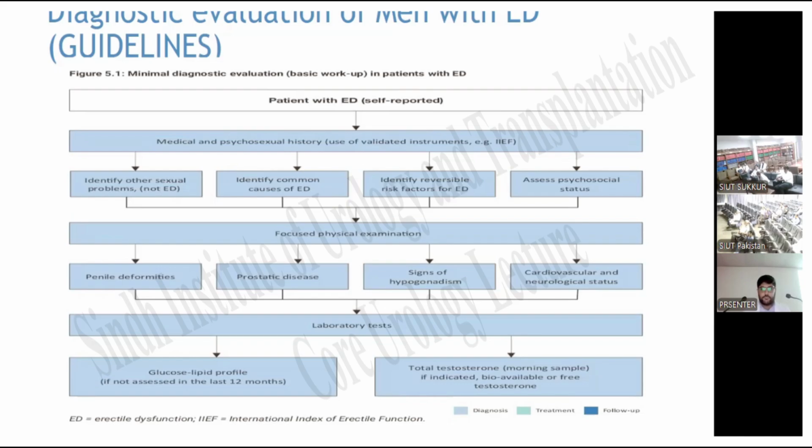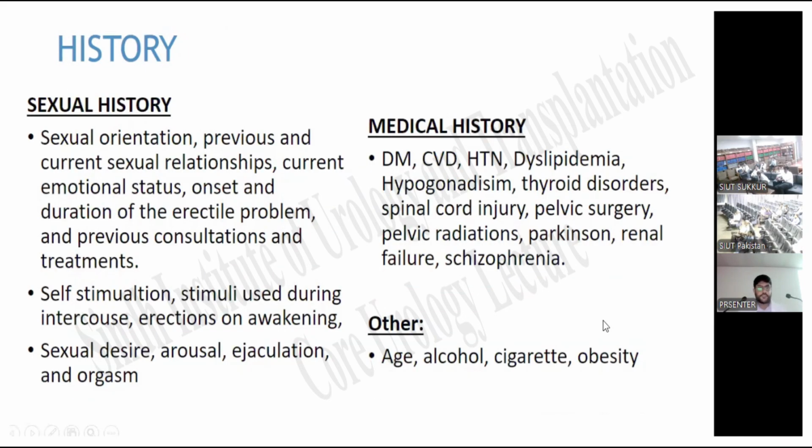Total testosterone level. History: sexual history, sexual orientation, previous and current sexual relationships, current emotional status, onset and duration of erectile problems, and previous consultation and treatment. Self-stimulation, stimuli used during intercourse, erection on awakening, sexual desire, arousal, ejaculation, and orgasm. Medical history: diabetes mellitus, cardiovascular disease, hypertension, dyslipidemia, hypogonadism, thyroid disorder, spinal cord injury, pelvic surgery, pelvic radiation, Parkinson's, renal failure, schizophrenia. Other: age, alcohol, cigarette smoking.